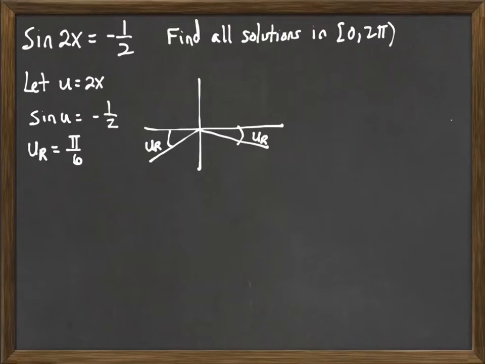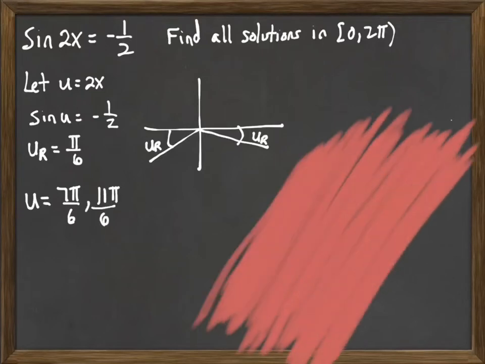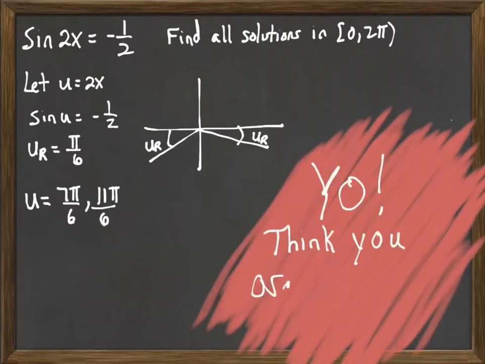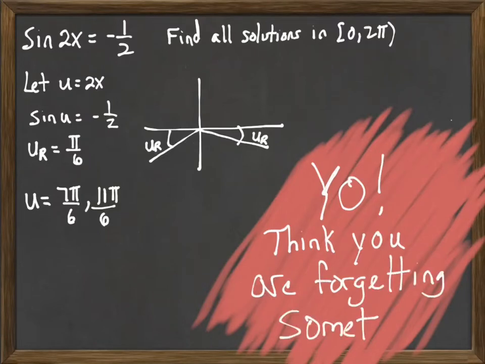In the third quadrant, it's that much past pi. So pi plus pi over 6 would be 7 pi over 6. Then we would put it into the fourth quadrant. It would be that much short of 2 pi. So it would be 2 pi minus pi over 6, which is 11 pi over 6. If these were the only two answers I wrote down here, there would be a problem.